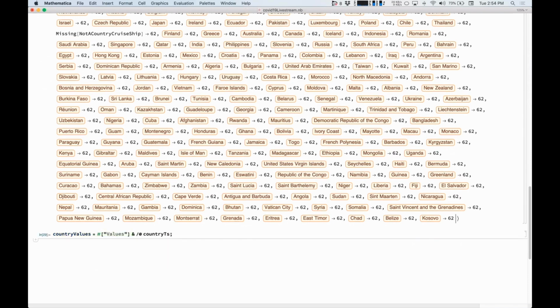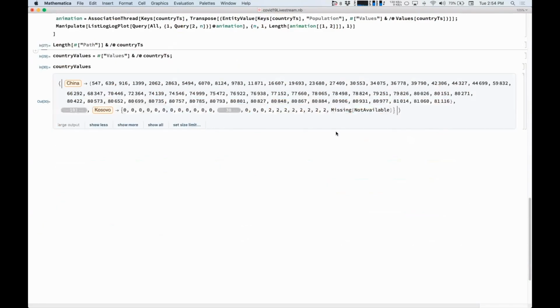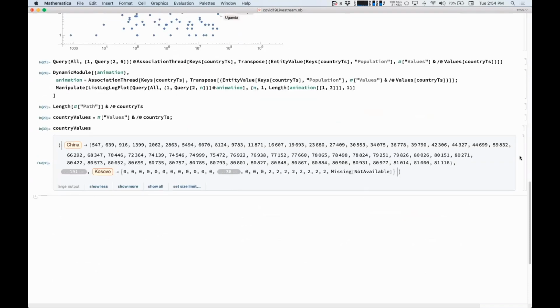So starting off from, okay, this is just the time series as a vector. Again, I don't know why we might want to get rid of some missings, but I think it's fine for now.